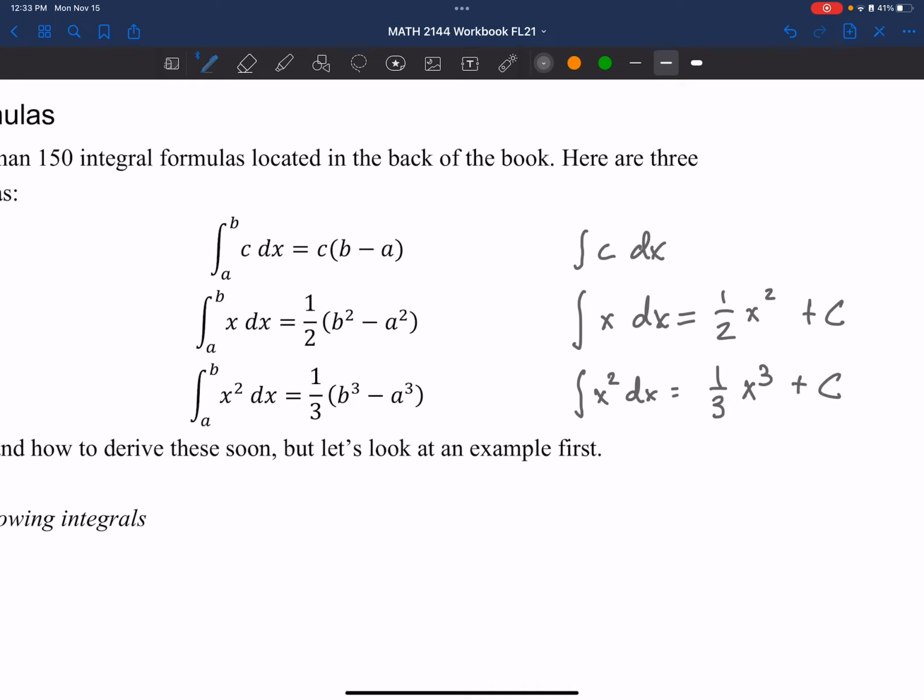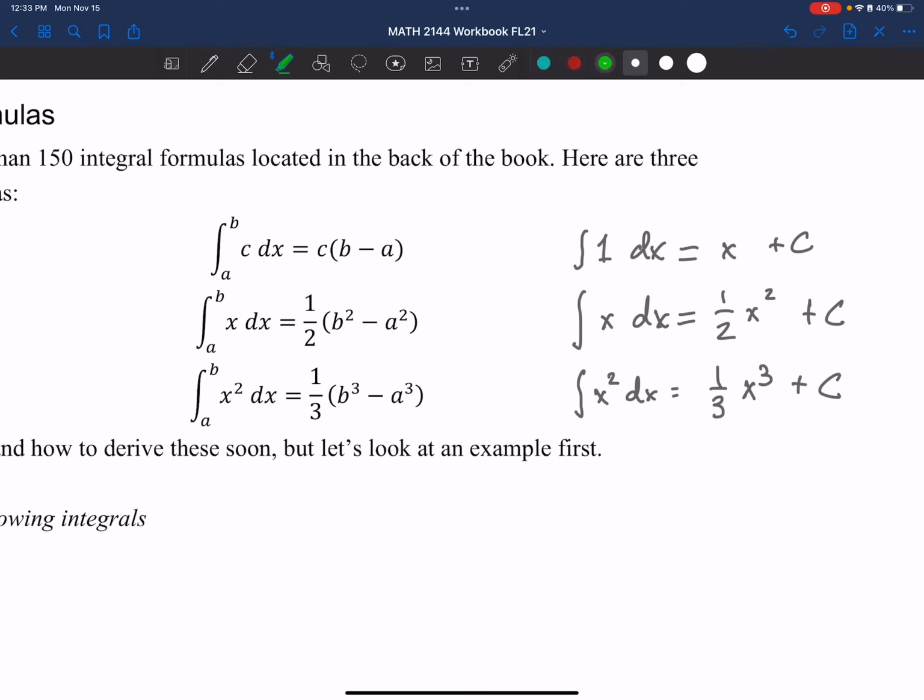Oh, don't forget the plus c there. Does anyone remember what the antiderivative of the constant is? Maybe just make this 1, make it more obvious. It would just be 1x, or just x plus c.